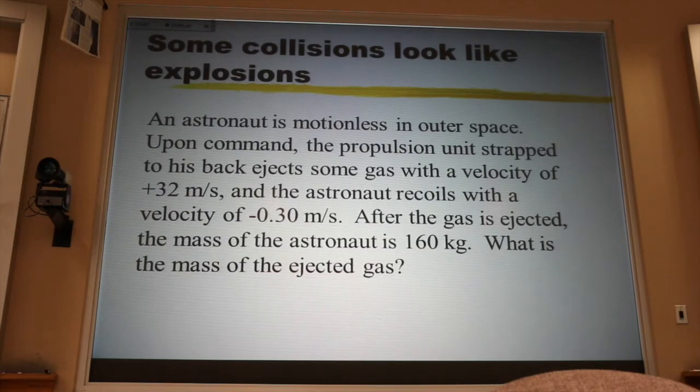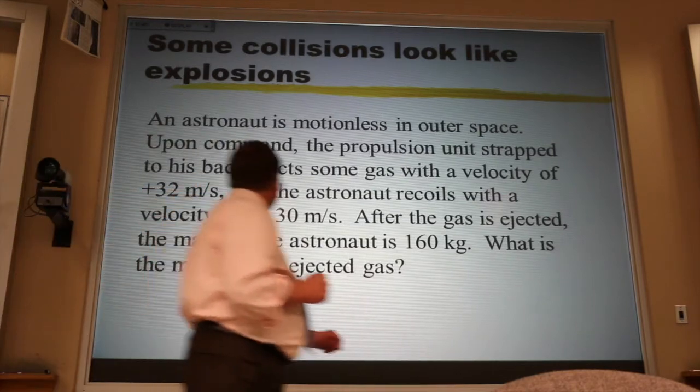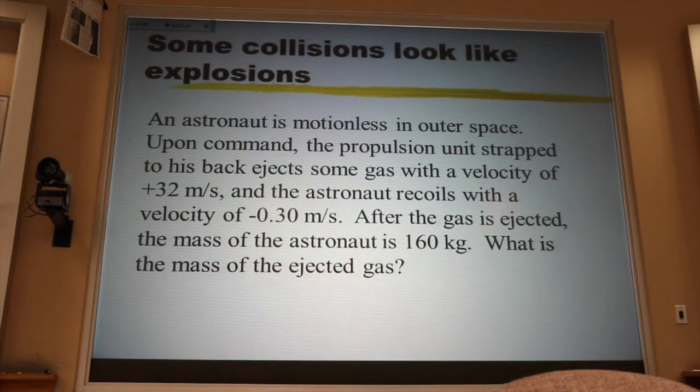Okay, we've got an astronaut in deep outer space. He pushes a button. The propulsion unit strapped on his back ejects some gas with a velocity of 32 meters per second to the right. The astronaut recoils with a velocity of 0.3 meter per second to the left. After the gas is ejected, the mass of the astronaut is 160 kilograms. What's the mass of the ejected gas?